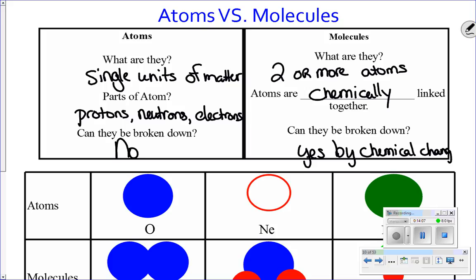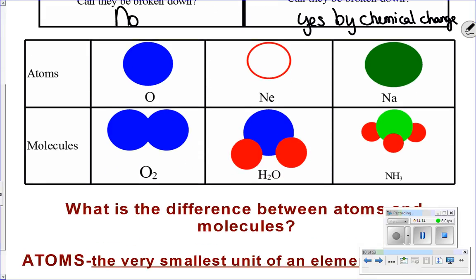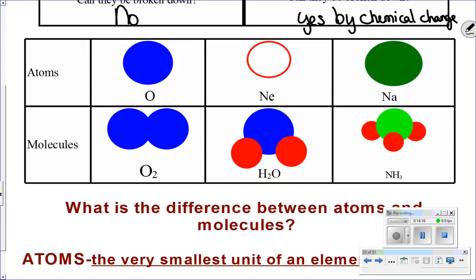And these can be broken down by a chemical change. So just to give you a little bit of an idea, an atom is always just a single circle. What's interesting if you look at these molecules is a lot of the molecules I've drawn up here are H2O and NH3, which again are water. The one that you might not know that you need to get familiar with is ammonia. These are compounds. And compounds always have to be molecules because you have to have multiple things bonded together.